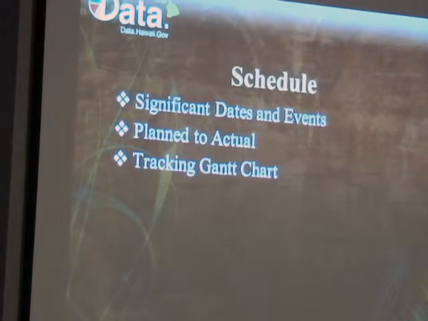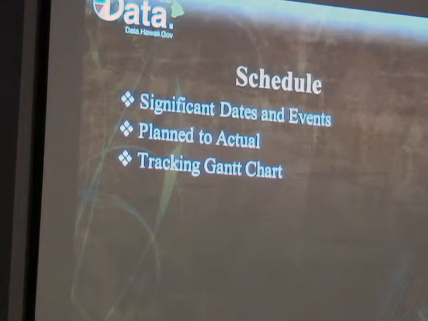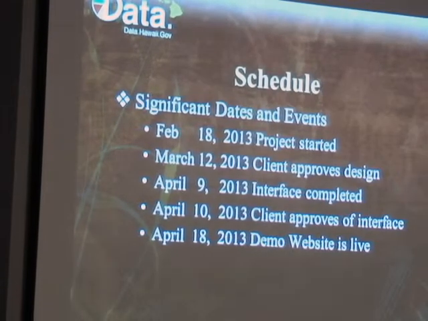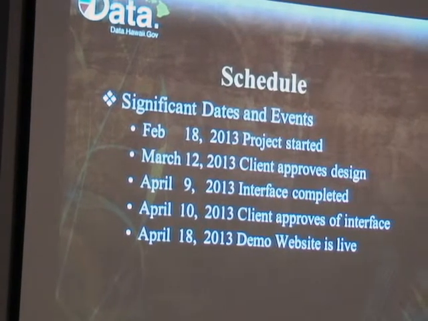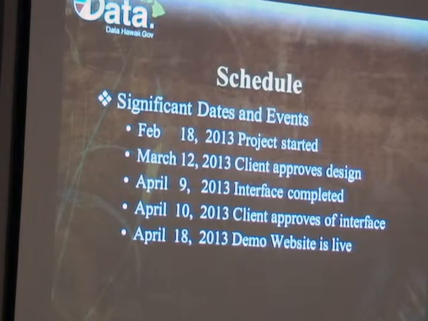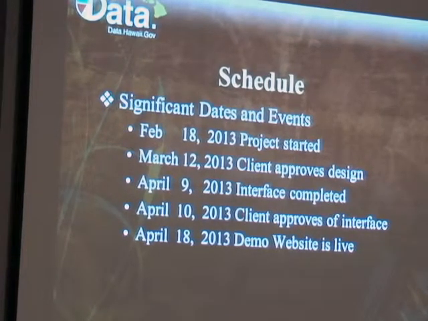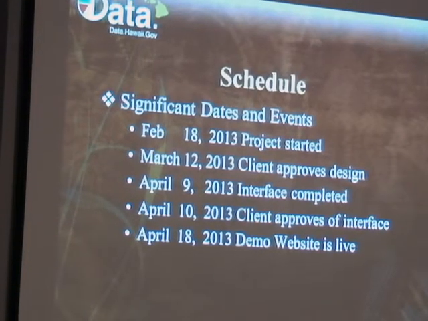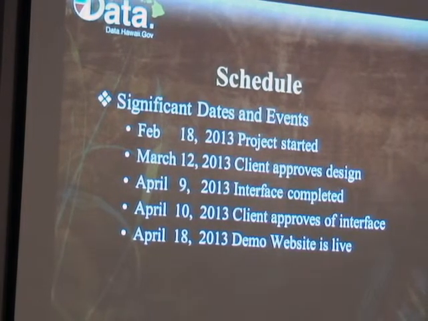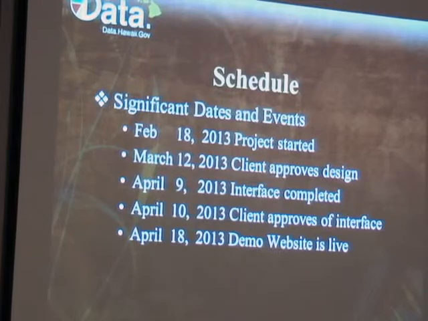For the schedule, we'll talk about significant dates and events, the plan to actual, and a tracking Gantt chart. As far as significant dates and events go, the project began on February 18th, and other milestones were the client approving the design, completing the interface, the client approving the interface, and finally the website going live. One more date might be the end of project, which you could call today or perhaps tomorrow.